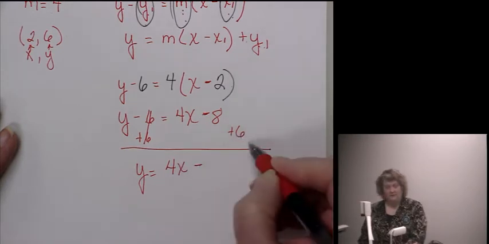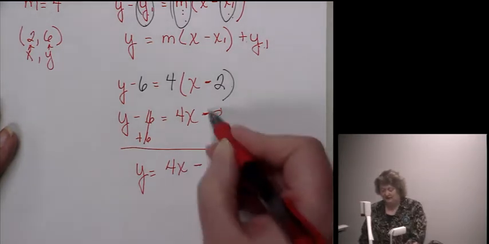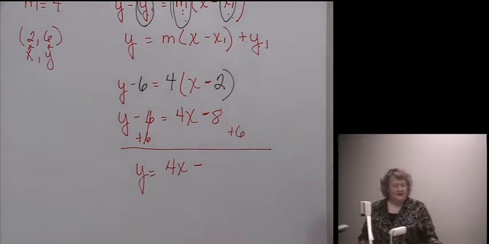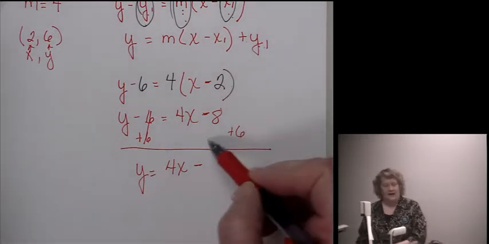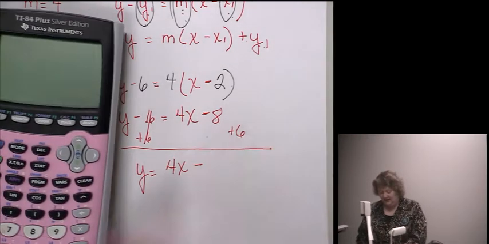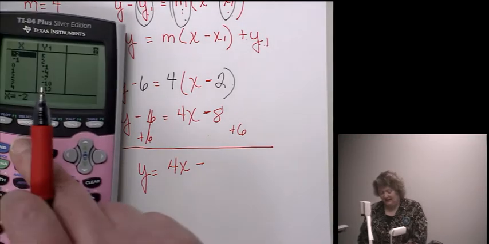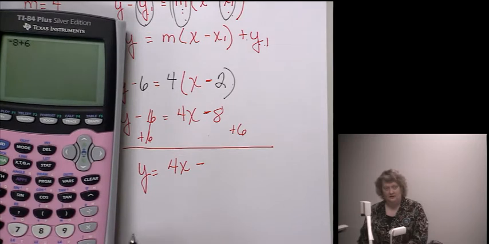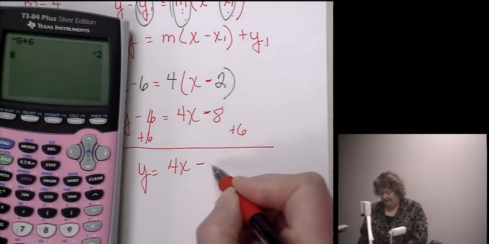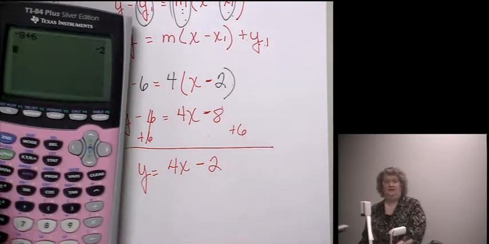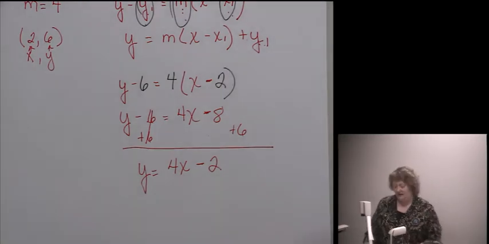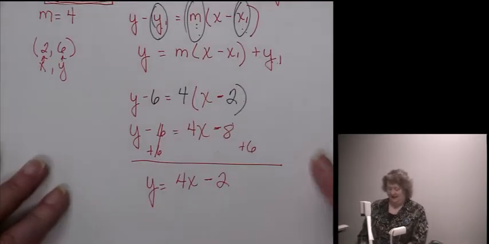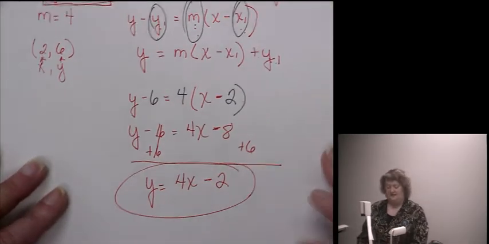And that's why I wrote the plus 6 out here and not just underneath, so that it looks more like this one. It doesn't matter. For most of us, we'll write it just directly underneath. In either case, it's going to be negative 8 plus 6, which is negative 2. Did that on the calculator so you could get it. And then that's the equation of the line.